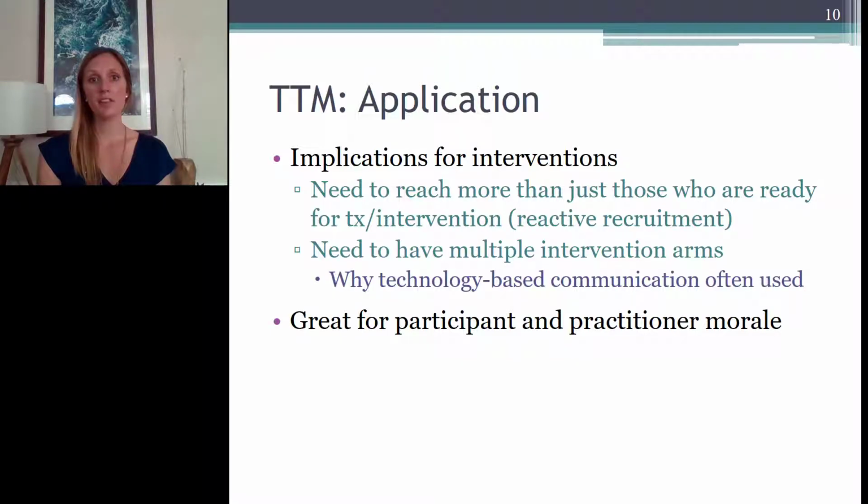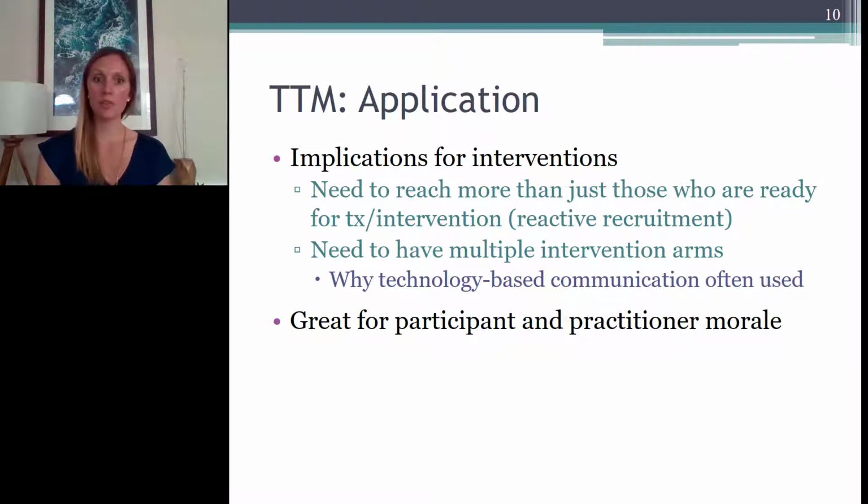We've now covered the history of the TTM and the constructs and given some examples of how the TTM is practically applied. Let's talk now a little bit about the application and the limitations of the TTM. There are a number of implications for interventions.